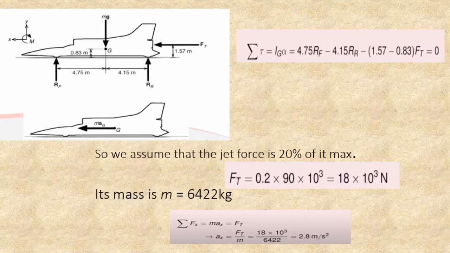So now, for the rotation, the torques are being taken around the mass center. Newton's second law for rotation is that the sum of all torques equals the moment of inertia around the center of gravity times the rotational acceleration alpha. Here we consider the reaction force on the front wheel. First, we've got this torque arm of 4.75 meters, and we rotate this force around the center of gravity.